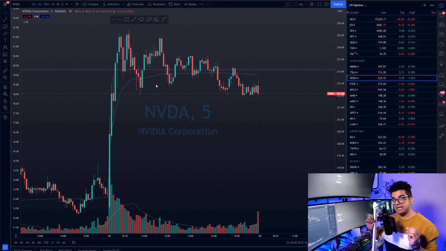So again, I'm repeating this. If the stock is above VWAP, the VWAP will act as support. If the stock is under VWAP, the VWAP will act as resistance. We can see an example here.